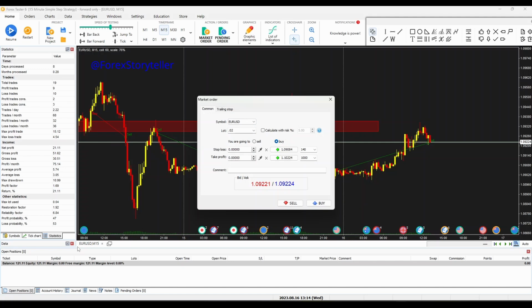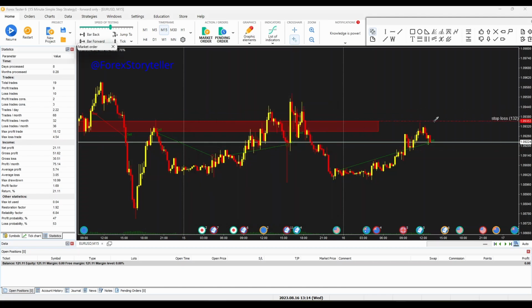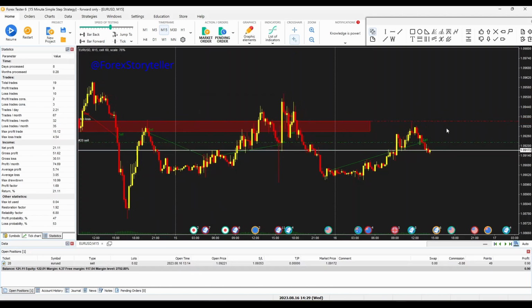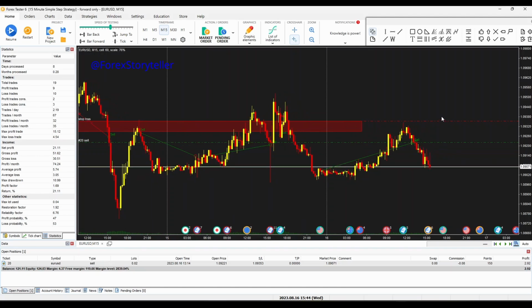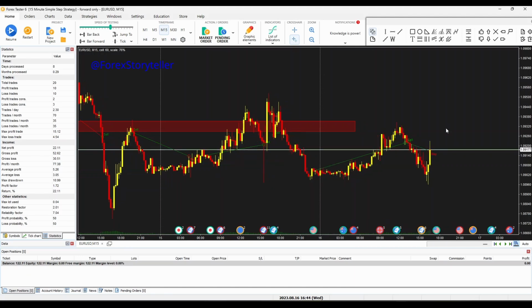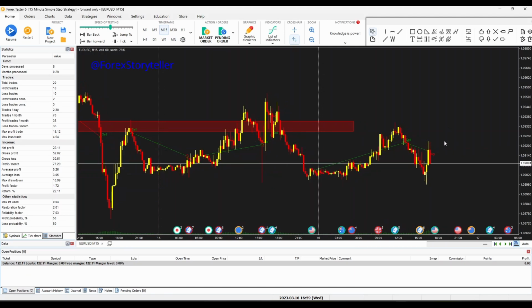We're up $21.11 in only 8 days. Let's see what we're going to do here. Going to sell, I use a 13 pip stop loss. And down we go. Steps are being made. I'm going to stay above the wick. And it respected and did not.